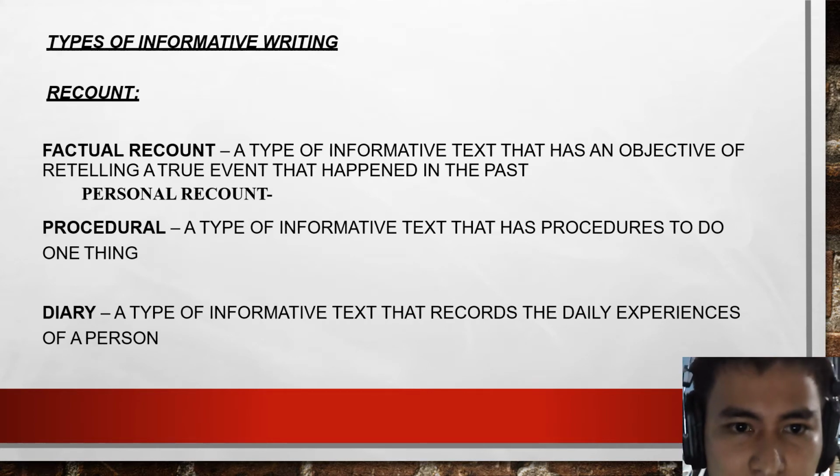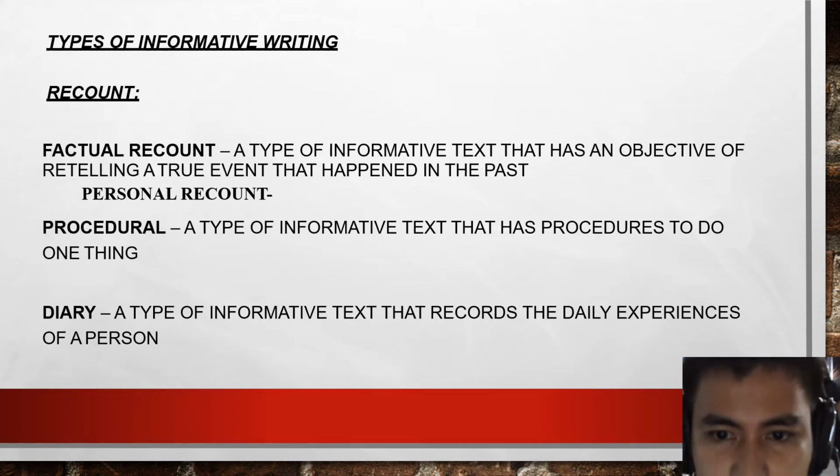Types of informative writing. Let us first tackle what is recount. Recount means to describe how something happened or to tell a story. There are two types of recount. First, factual recount, and second, personal recount. Let us first tackle what is factual recount.